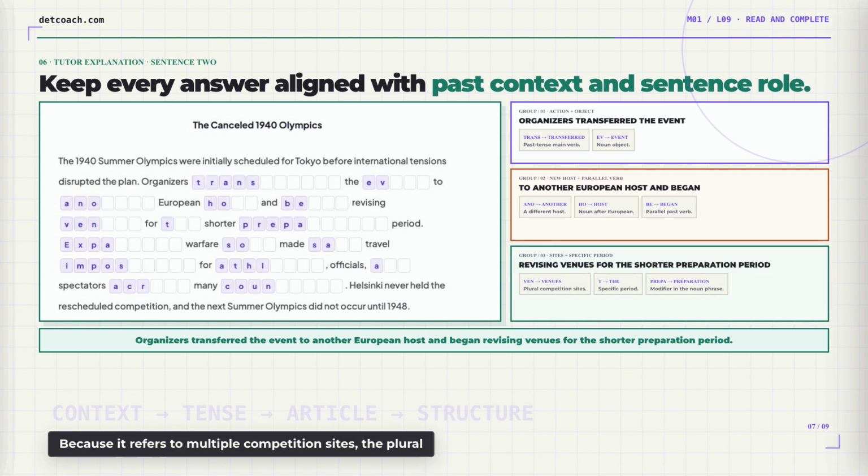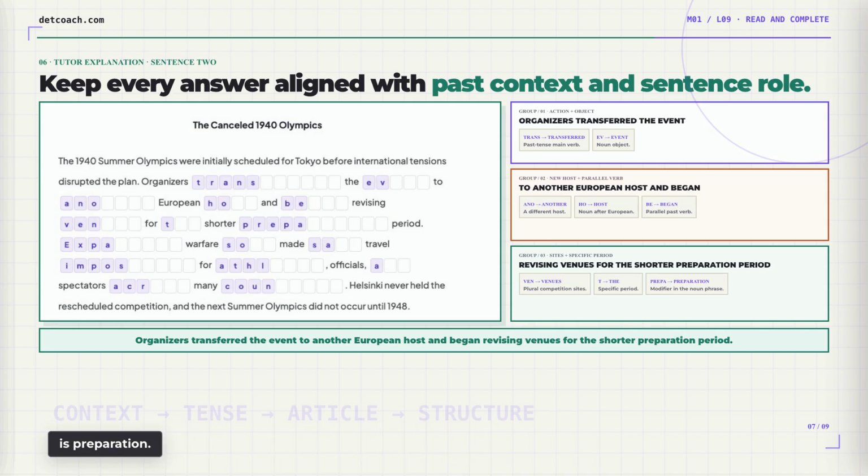The blank beginning with then is the object of revising. Because it refers to multiple competition sites, the plural form venues is required. Next comes for, followed by a blank beginning with t before shorter preparation period. This refers to the specific preparation period shortened by the transfer, so the answer is the. Finally, the blank beginning with prepa appears before period and forms the phrase preparation period, so the answer is preparation.